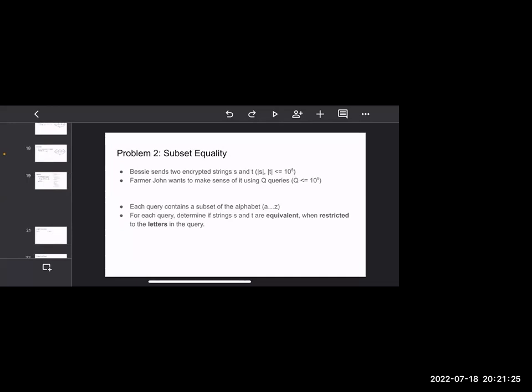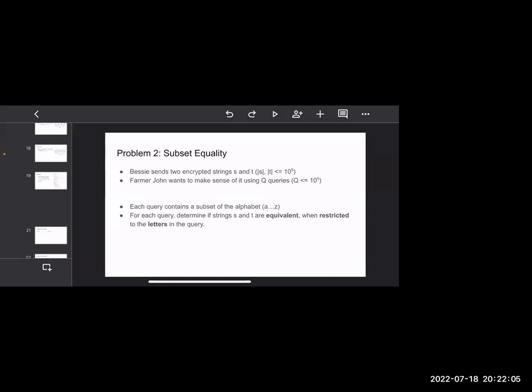All right, problem 2 is subset equality. So let's look at this. We have Bessie, she sends two encrypted strings S and T. The length of them are less than or equal to 100,000. And then John wants to make sense of it using Q queries, where Q is also less than or equal to 100,000. Now, each query will have a certain subset of the alphabet.